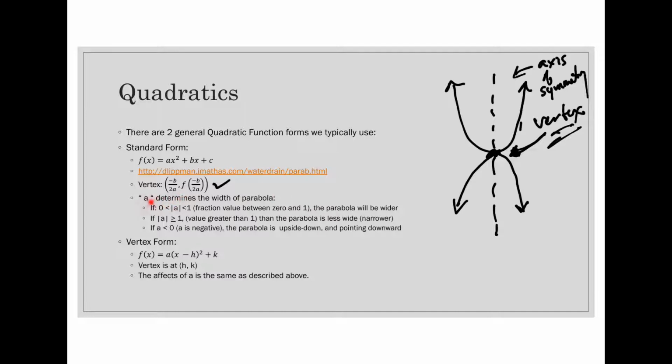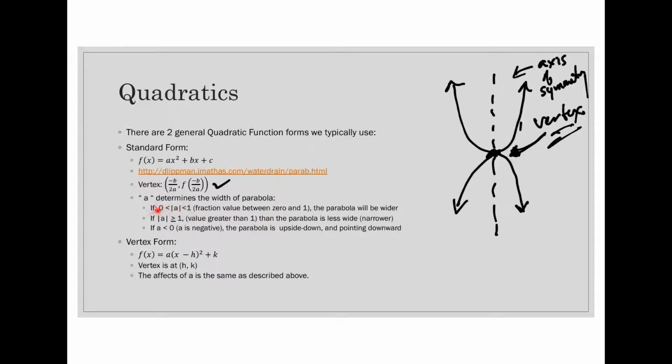This link that I've given you here, which I will also link into WAMAP, gives you the opportunity to play around with a, b, and c. You'll see that each one of these numbers, as you change it, does something very specific to the parabola. And you'll notice when you change a, it changes the width, or how wide or narrow the parabola is.